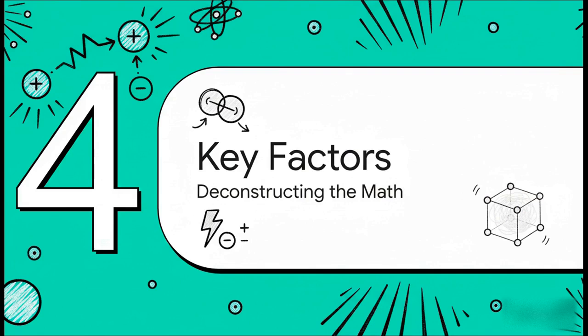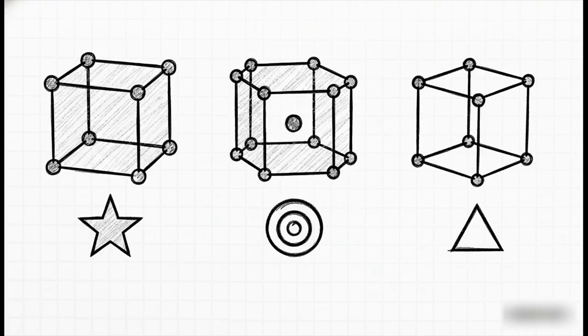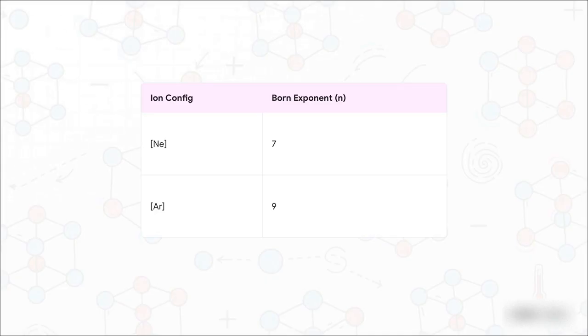So let's break it down. Let's start with something really cool, the Madelung constant, which is that A value. This isn't just some random constant. It's a purely geometric factor that basically adds up every single attraction and repulsion an ion feels from every other ion in the entire crystal. And its value is totally unique to the crystal's specific structure, whether it's the shape of table salt or something else entirely.